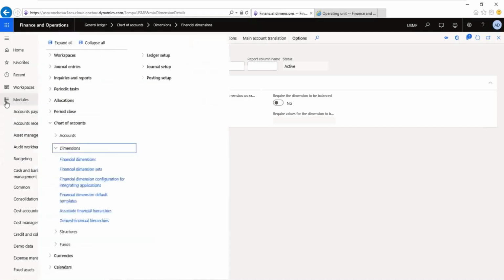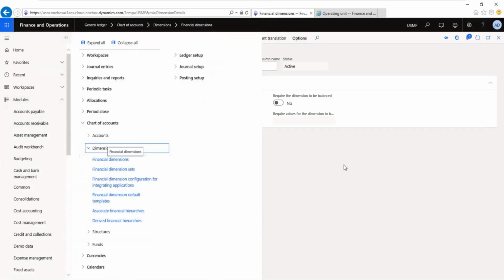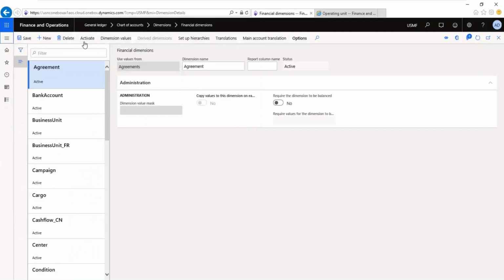Now, whenever I'm opening here, in 2012, the activate button is not there. In the previous application, the activate button is not there. But whereas in D365, the activate button is introduced. The difference between 2012 and D365 is that the activate button is available.